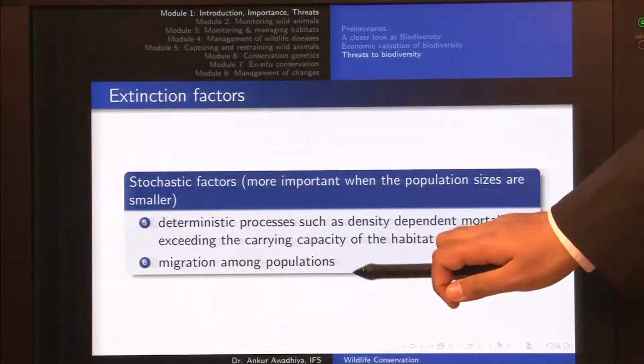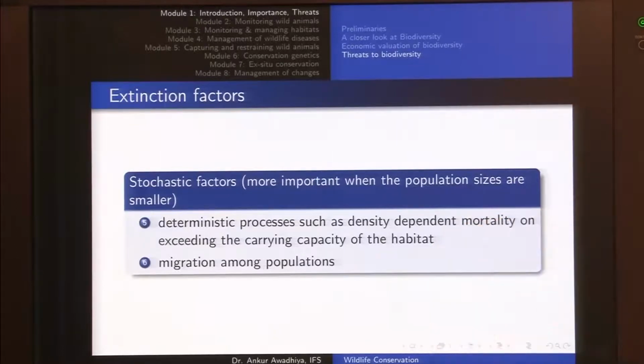So, as soon as this population density increases, these individuals will start dying off. And the next thing is migration among populations. So, it could also be a situation in which most of the individuals migrate out of this population, because of which the population declines.